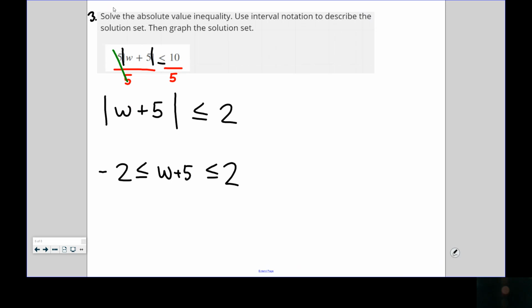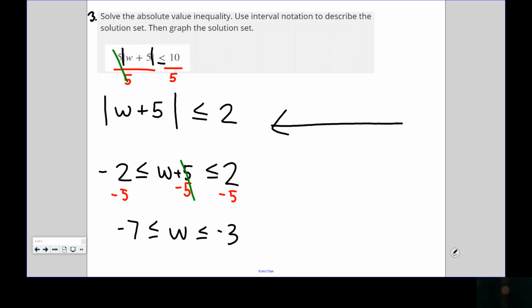This one's pretty easy. What do we have to do from here? Yeah, subtract 5. Subtract 5 from everywhere. Cancels in the middle. What's on the left? -7 less than or equal to W less than or equal to -3. W doesn't have any coefficient, so we're done. We're done solving. Now go ahead and draw your number line.